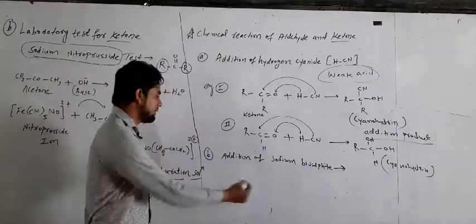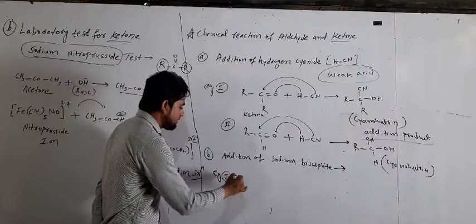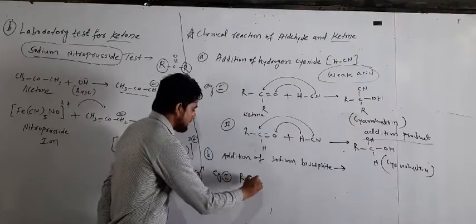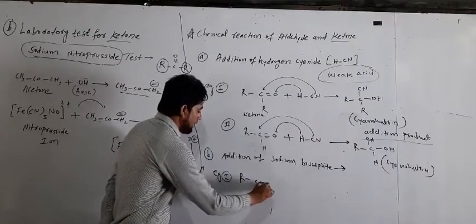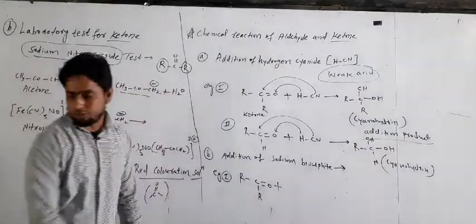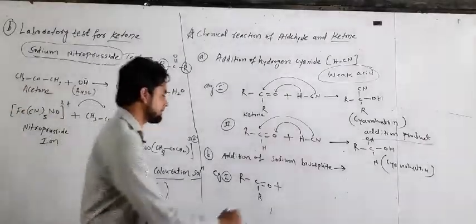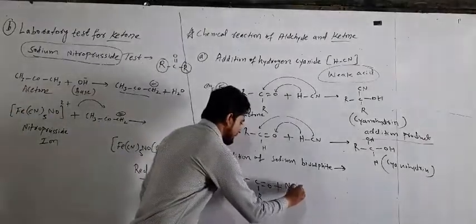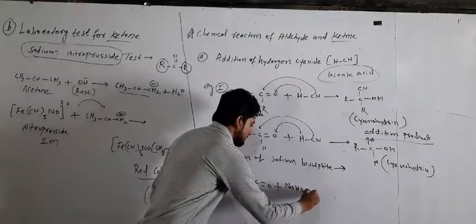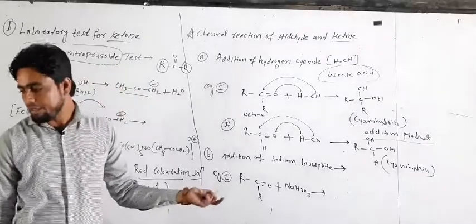So here, same here, example number one: we take ketones. When a ketone, R-C double bond O, is reacted with sodium bisulfite, formula NaHSO3, what product do we get?